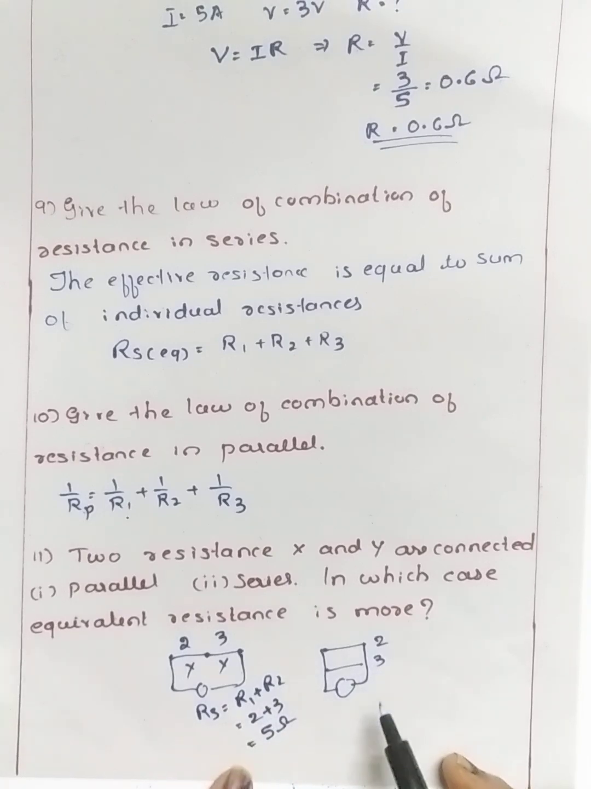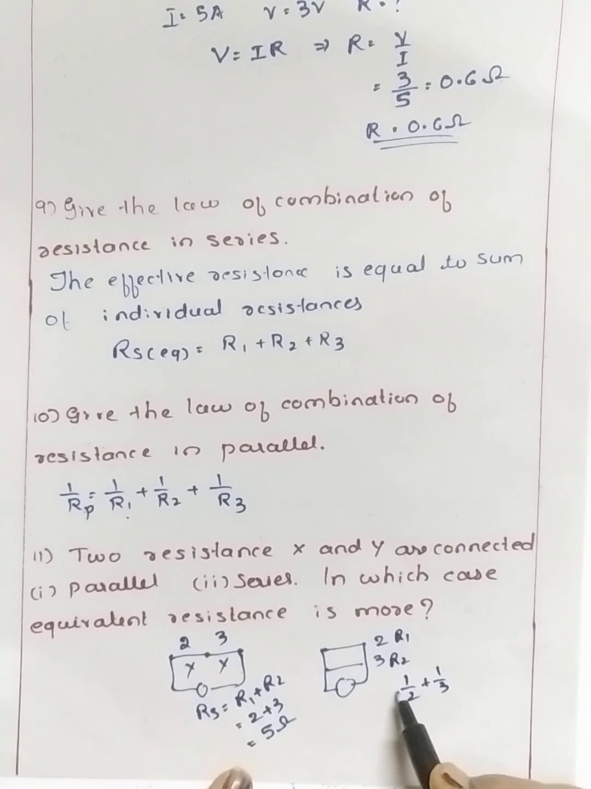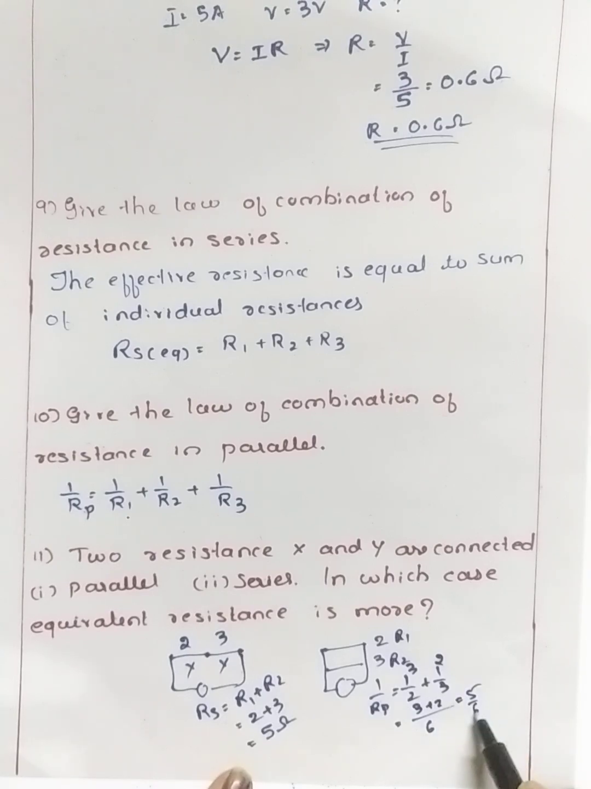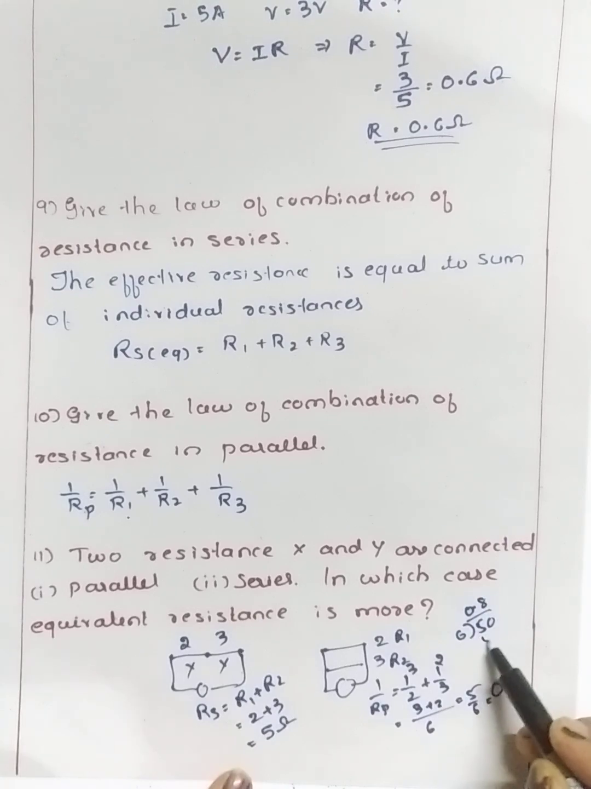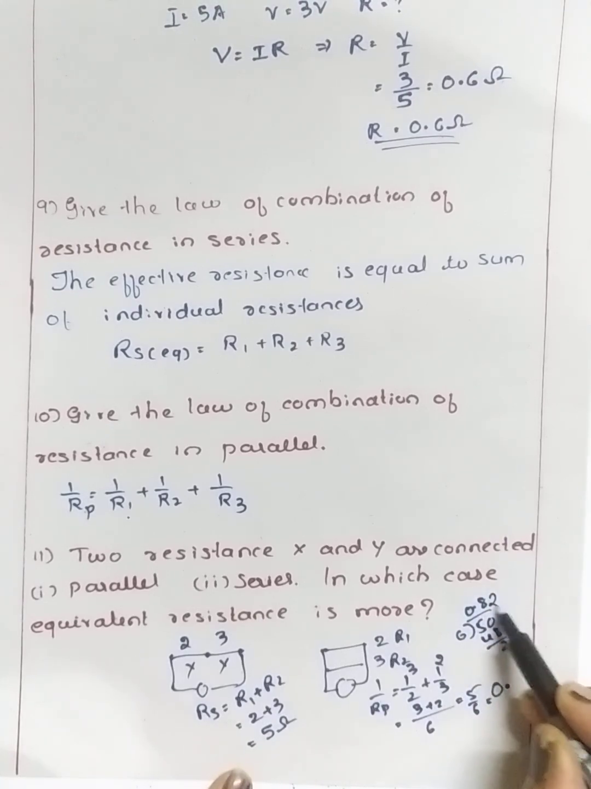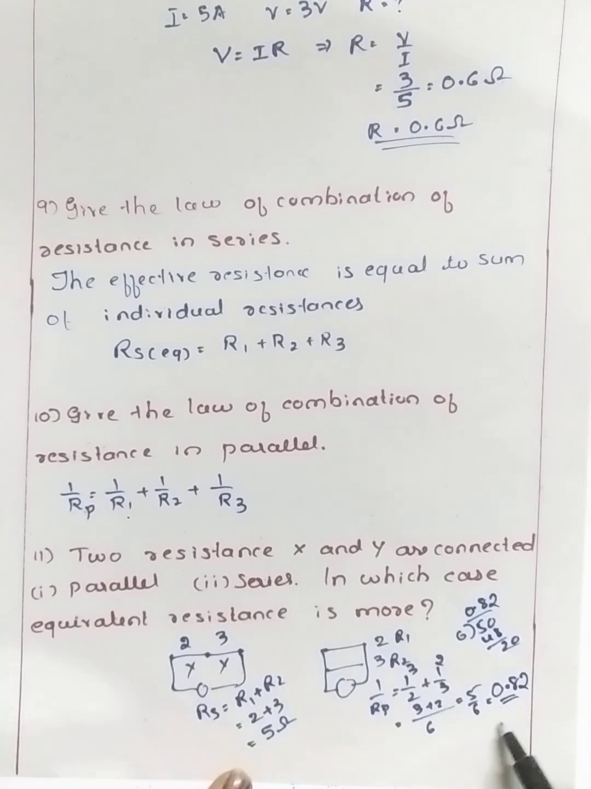And in the parallel, so what is the resistance? 1 by R1 plus 1 by R2. So this is R1, this is R2. That is 1 by 2 plus 1 by 3. That is 1 by resistance in parallel. So LCM is 6. 3 plus 2, 5 by 6. So when you simplify 5 by 6, how much you will get? 0.6, 6 5s are 30. See, 5 by 6. 6 2s are 12, so you will get some 0.82 ohm.